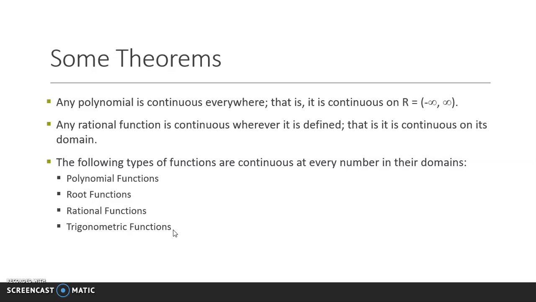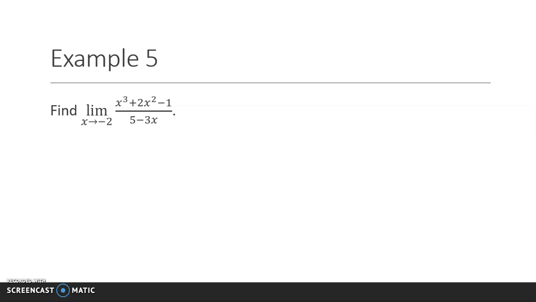Okay, so let's take a look at an example where we have to find out where a function is continuous and where it is not continuous. In example 5, we're going to use continuity to determine if we can actually find a limit. So it says find the limit as x approaches -2 of this function. Now notice this is a rational function. So according to continuity, we can find this limit as long as -2 is actually in the domain. So find the domain of this. If -2 is actually in the domain, then go ahead and find the limit.